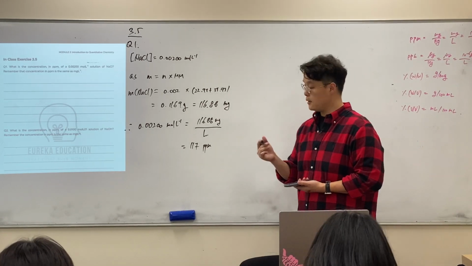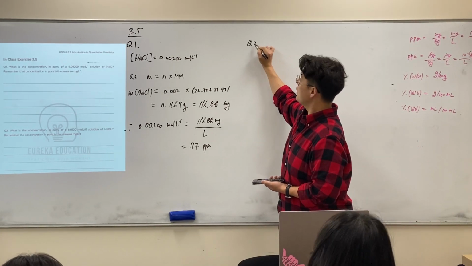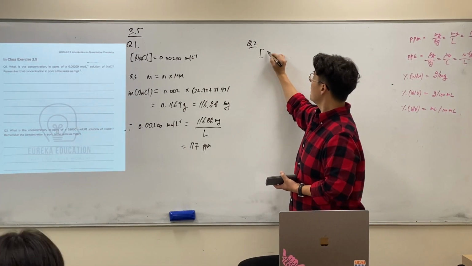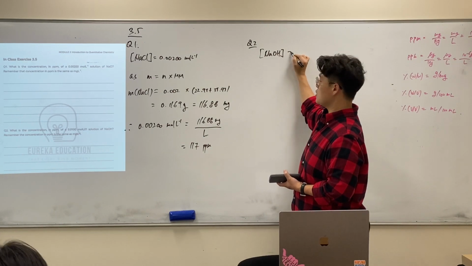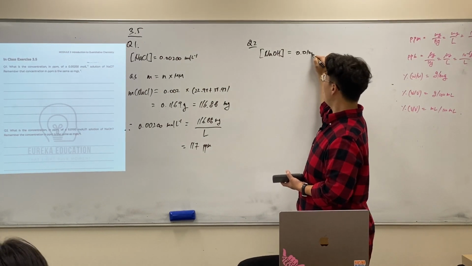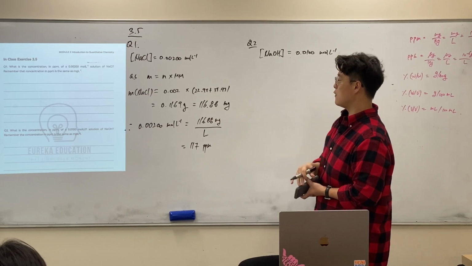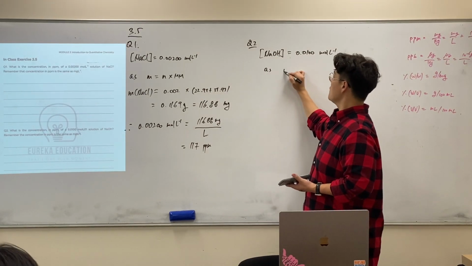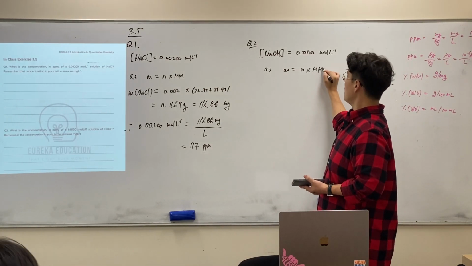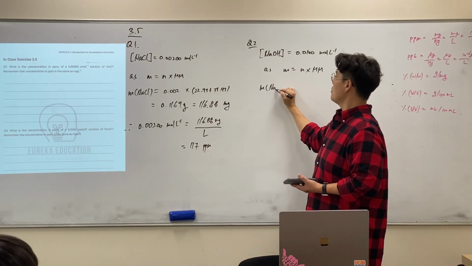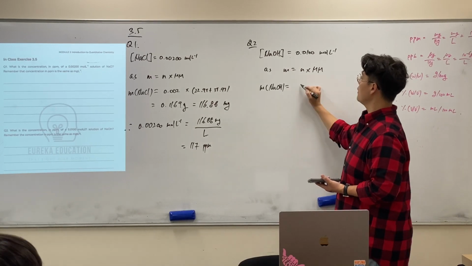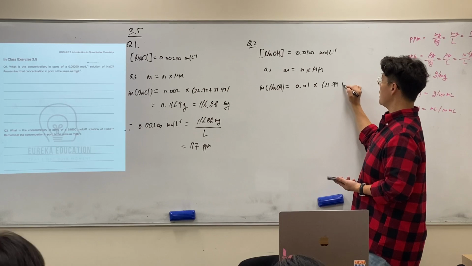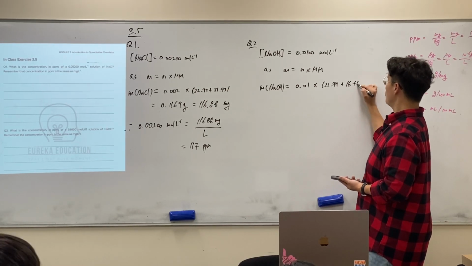Kind of makes sense? Okay, let's do question 2 again. Same thing. We have sodium hydroxide this time, so given that the sodium hydroxide molar concentration is 0.0100 mole per liter, we need to convert into ppm. Again, same method: m equals n times the molar mass. The mass of sodium hydroxide is found by 0.01 times the molar mass, 22.99 plus 16 plus 1.008.